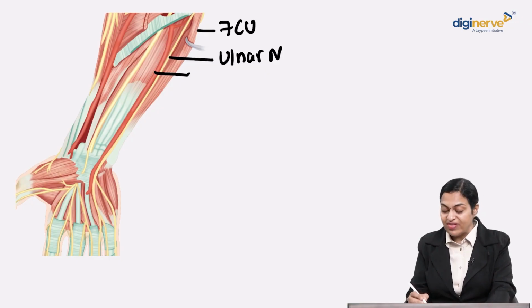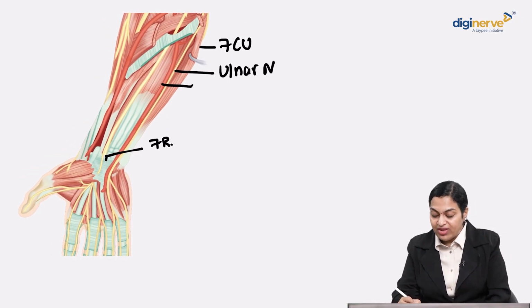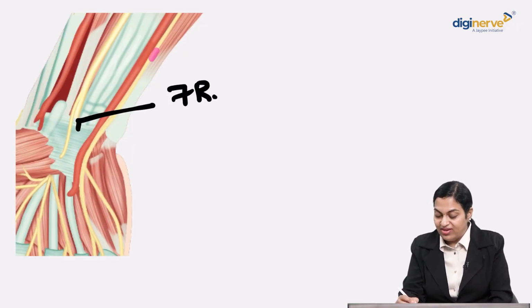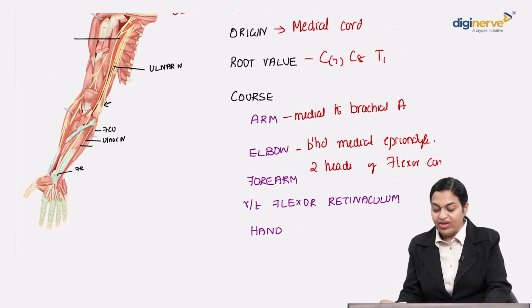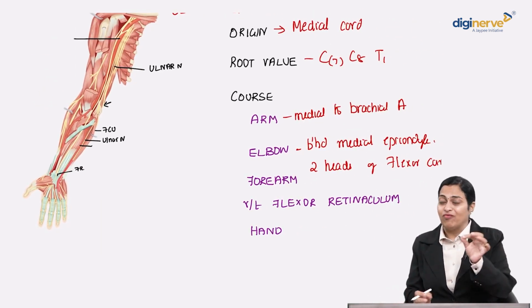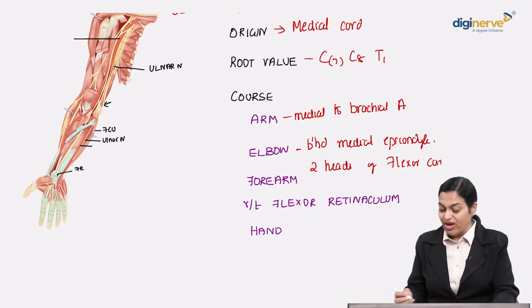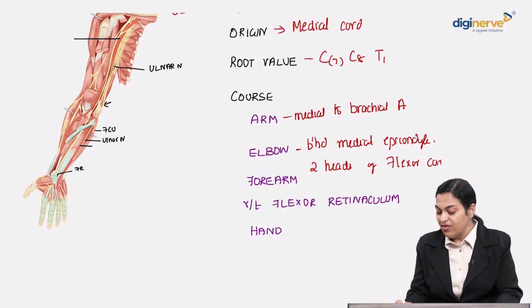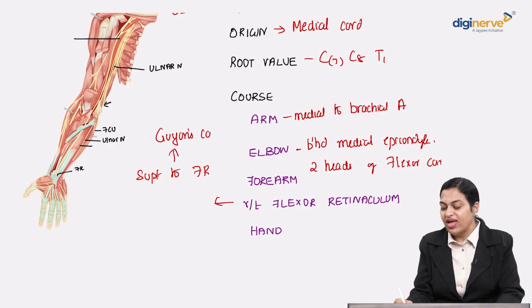What is the relation to the flexor retinaculum? This is the flexor retinaculum, right? We know that the median nerve passes beneath the flexor retinaculum. Here is the ulnar nerve. It passes superficial to the flexor retinaculum through the Guyon's canal, right? So we have the ligament bridging the pisiform and hamate. It's called the pisohamate ligament, and the area below it is called the Guyon's canal. The ulnar nerve passes superficial to flexor retinaculum through the Guyon's canal and it reaches the hand.